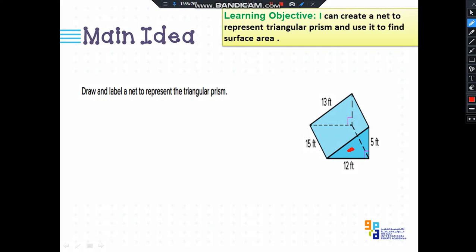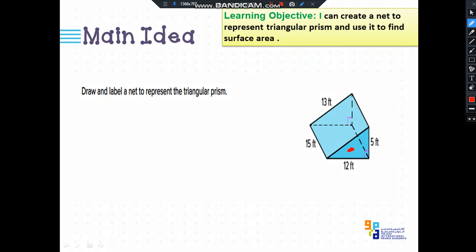We call a shape, especially a 3D shape, depending on the base. Like for example here, the base is a triangle. That's why we call this one a triangular prism. Okay, as you can see here, if you ask yourself how many faces you have, here you have 5 faces. So how can I find the surface area? We need to find the area for each face, then add it together.